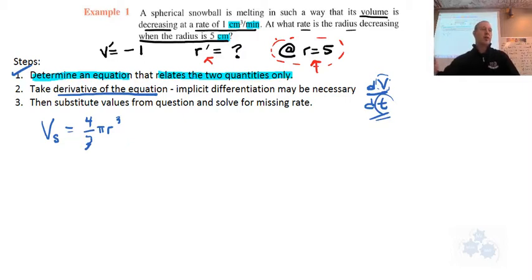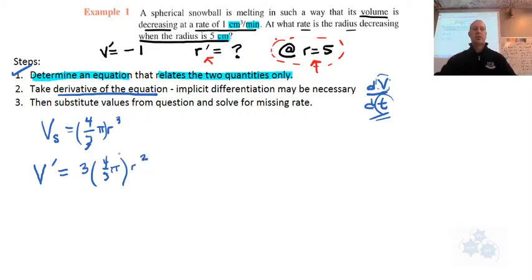A third variable that's not really included. So all that means is that the derivative here, we implicitly differentiate. That's V prime equals, now 4/3 pi, that's just a constant. So really we have this constant times r cubed, right? So we're going to do the power rule. 3 times 4/3 pi times r squared. So we're taking the derivative of the right side with respect to time, which means that at the end, when it's all said and done, I have to multiply by r prime. Chain rule. Okay? Chain rule.